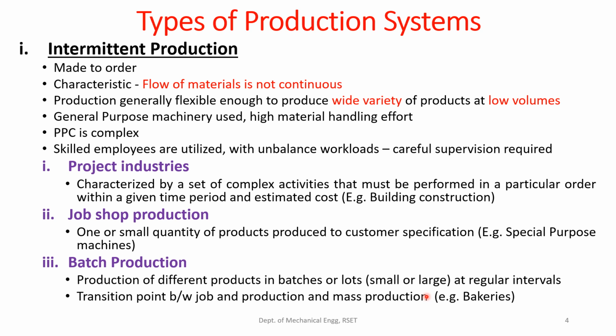And batch production has characteristics of both intermittent and continuous production systems. An example for a batch production system is a bakery where they produce a single kind of product, say, for example, different kinds of breads in different batches, and these batches are at regular intervals. So such kind of production is referred to as batch production. So as I told you earlier, a batch production system indicates a transition between an intermittent production system and a continuous production system.